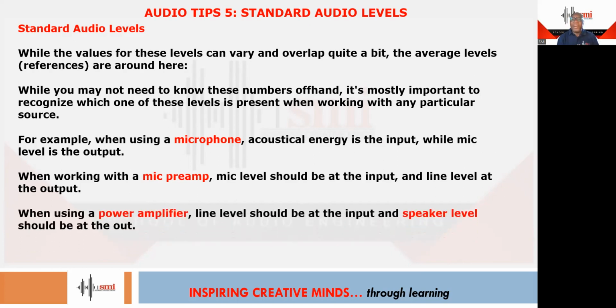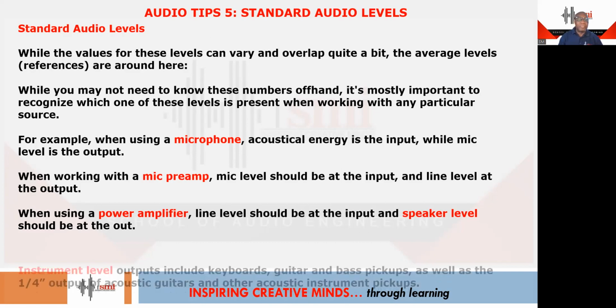So for the power amplifier, line level should be at the input. And at the output of the power amplifier, we have loudspeaker level. So you must know at every input and output which level you are actually working with. And this will help you in the interconnection, in what we call impedance matching. Maybe I will talk about that later.